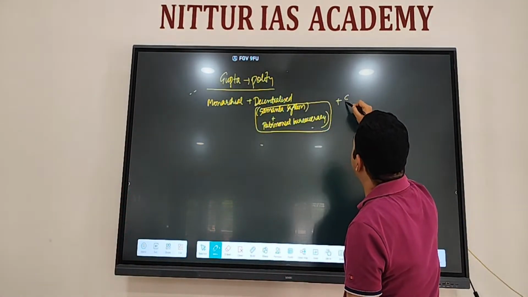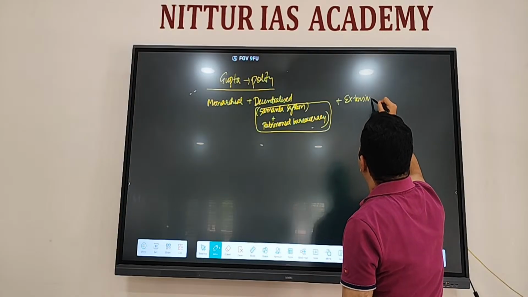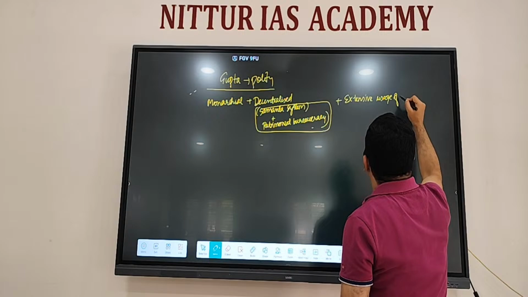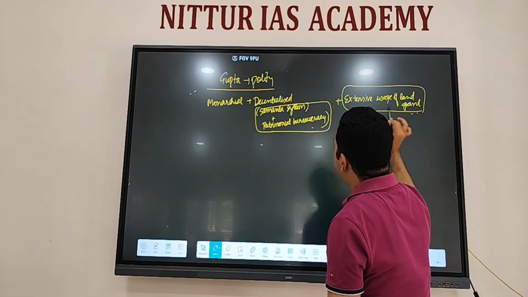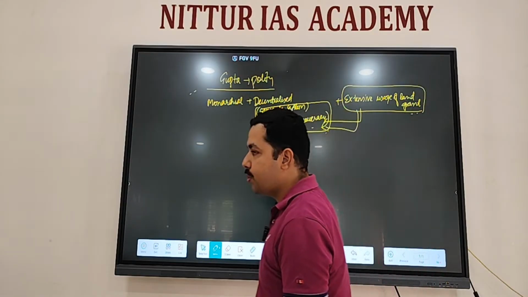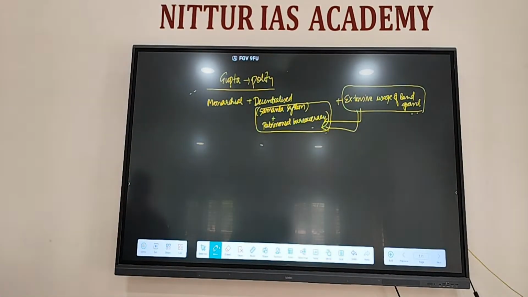So what is this Samanta system or patrimonial bureaucracy? This depends upon land grants. You will find extensive usage of land grants in the Gupta period, which has led to the creation of this type of bureaucracy, the Samanta system or patrimonial bureaucracy. So these are the major features that you have to keep in mind: extensive usage of land grants, Samanta system, patrimonial bureaucracy, and a monarchical system with the king at the top. These are the major features of Gupta polity.